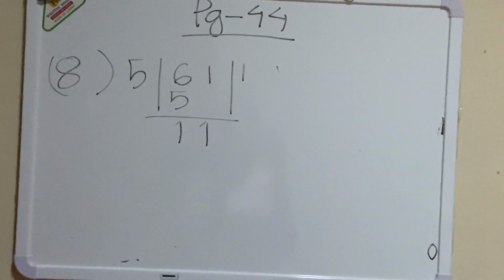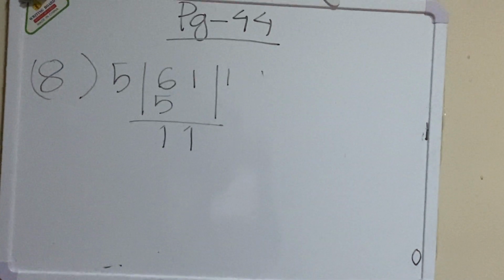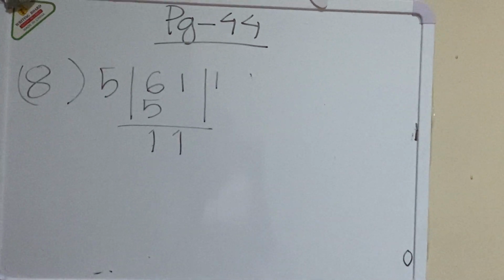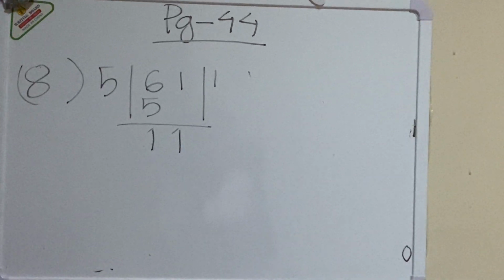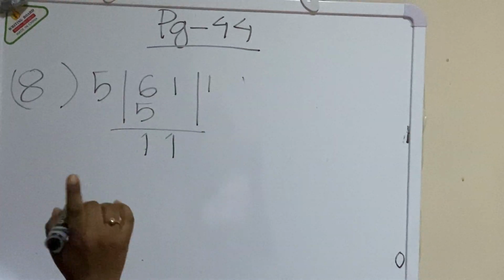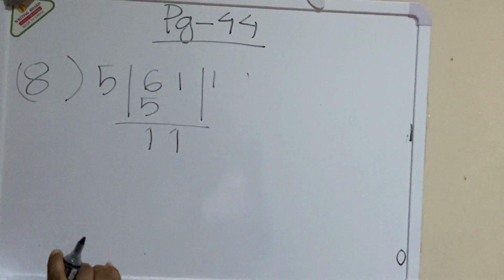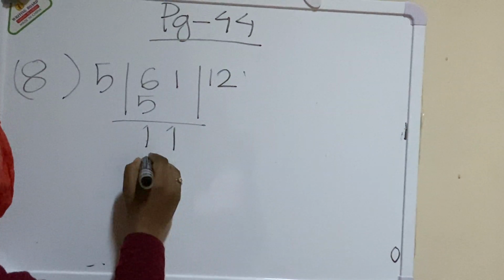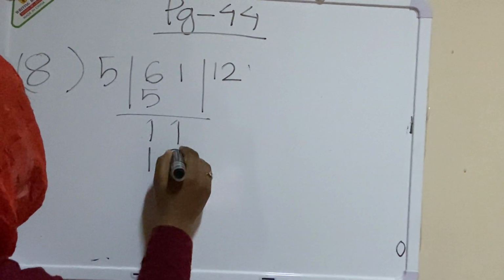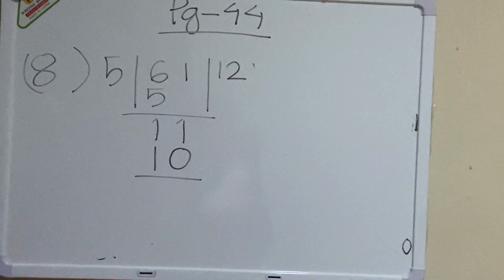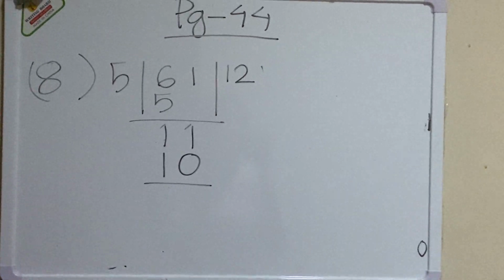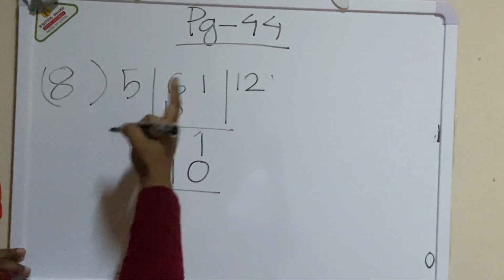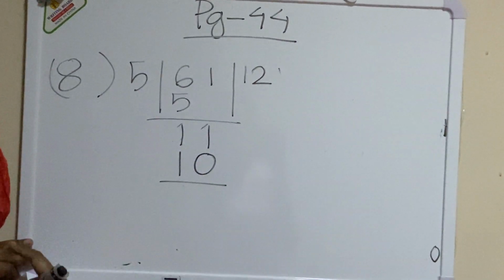Now continue the 5 tables for the 11 or near about 11. 5 ones are 5, 5 2s are 10, 5 3s are 15. Sorry for the mistake. I will take 5 2s are 10, because I cannot take 15 here. So if I write 5 here, 2 here, and 10 should be here.